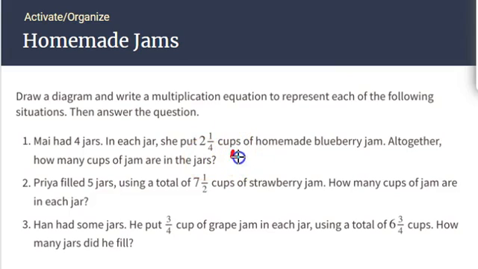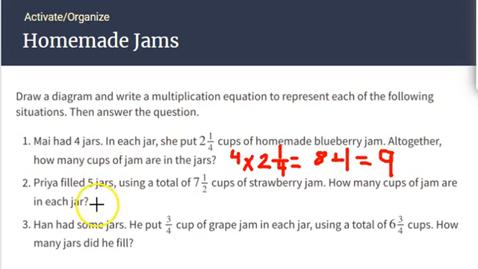Well, we've got 4 jars, right? And in each jar, we have 2 1/4 cups of jam. So 4 groups of 2 1/4, how much do we have altogether? Well, 4 times 2 is 8. 4 times 1/4 is 4/4, which is 1. We have a total of 9 cups of jam.